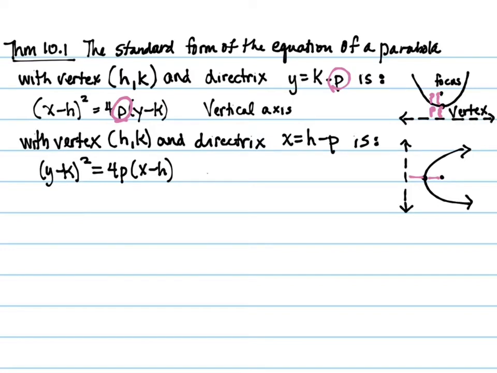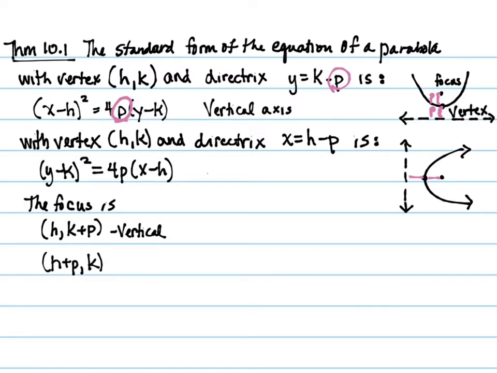So in particular, the focus is (h, k + p) if it's vertical, and (h + p, k) if it's horizontal. So rule of thumb, make it super easy for you to remember, or at least somewhat.